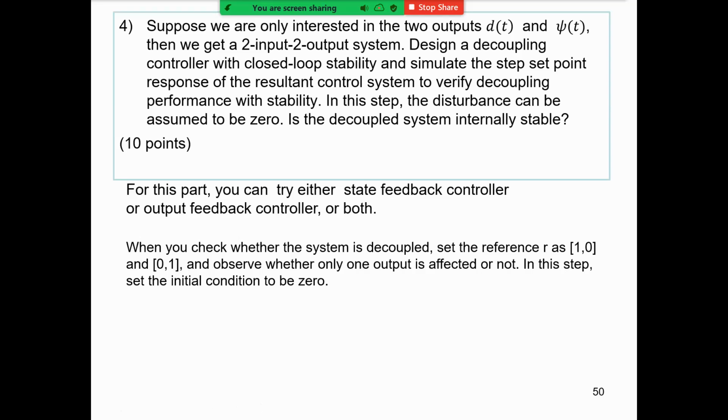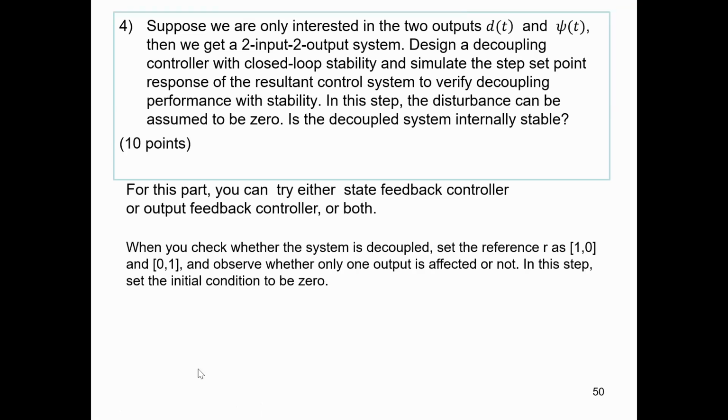When you do this, you assume that the initial condition is 0. You look at the step response: one of the outputs will have some response, the other output will be 0. Then you look at the other step signal, and the other output has a response, but the first output will be 0. Then you can conclude the system is properly decoupled.